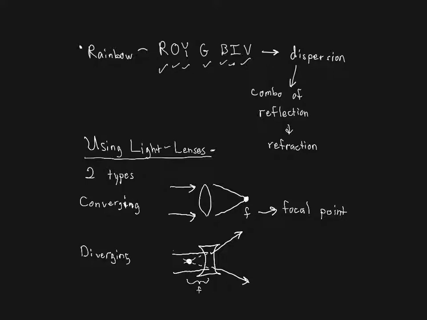To figure out how powerful a lens is, we also have an equation. P stands for power of a lens, and it's equal to 1 divided by F. And there are some very powerful equations we can use to figure out what light inside of a lens will actually do.